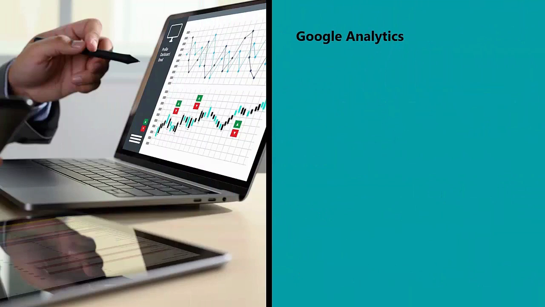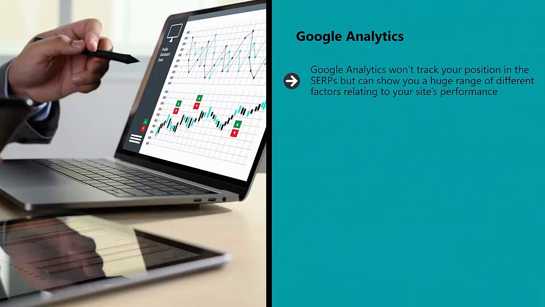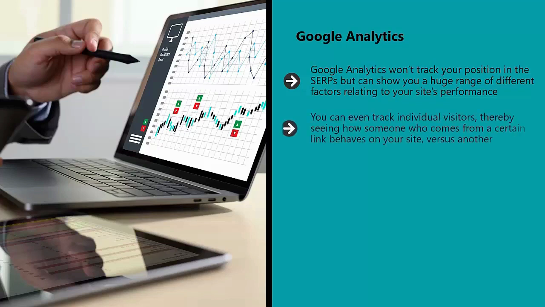Google Analytics. Google Analytics won't track your position in the SERPs, but can show you a huge range of different factors relating to your site's performance. These include things such as CTR, bounce rates, and more. You can view this information as trends over time, or you can see it displayed on a per-day basis. You can even track individual visitors, thereby seeing how someone who comes from a certain link behaves on your site versus another. This would, in theory, allow you to create lots of different split tests on the fly, simply by dividing your data into categories and comparing.